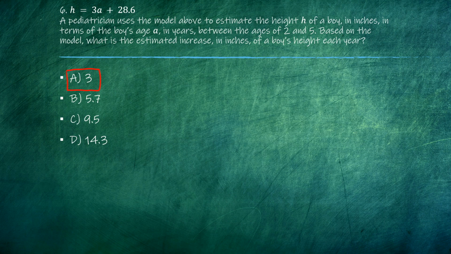By looking at this equation, it is just another form of our famous linear equation y is equal to mx plus b. In this case, h is y and a is x. And what this question is really asking is the increase of a boy's height each year. So increase per year is really asking you what is the slope.